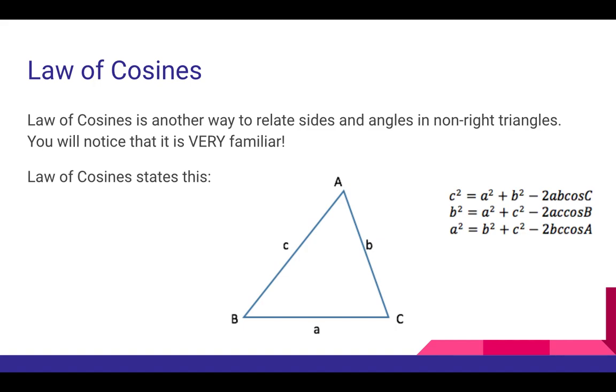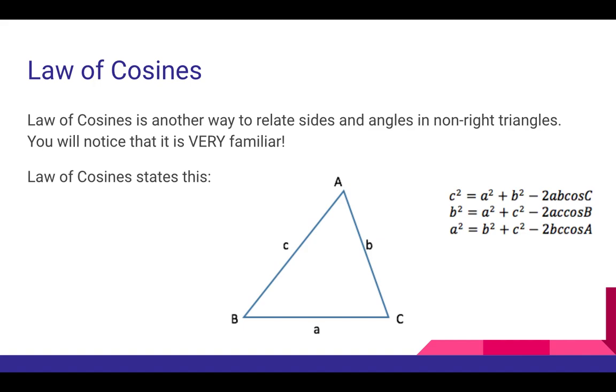Now let's take a look at something different. This is called the law of cosines. It's another way that sides and angles in non-right triangles go together. And as you're looking at it, it should look super familiar. So here's the triangle. The law of cosines comes in three forms, depending on which of the three sides you're solving for. What I can tell you is that technically, the law of cosines is one form.